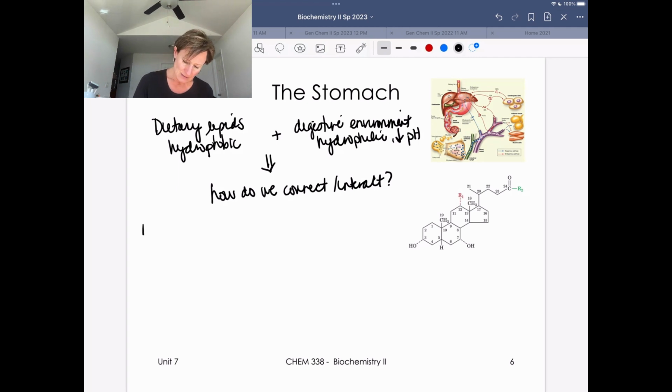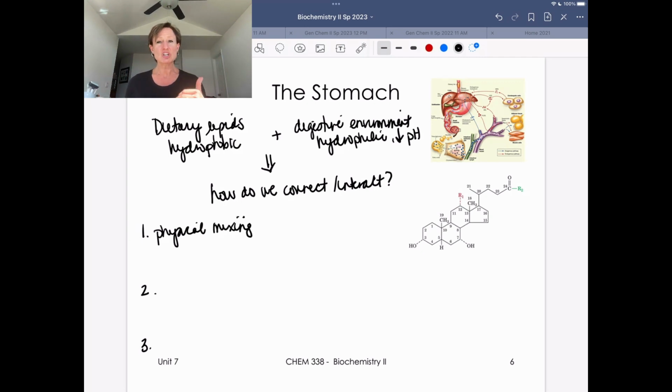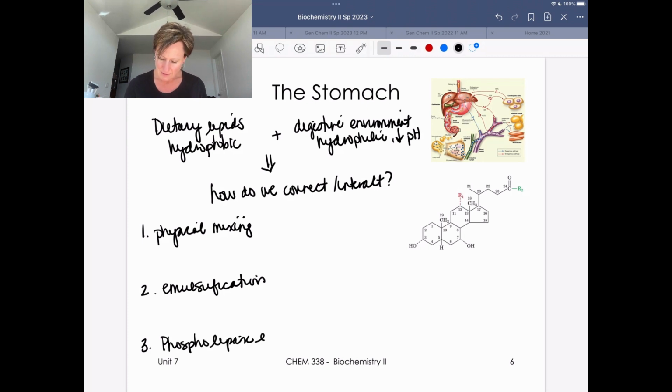Okay, and I'm going to have a 3-part story here. So I'll tell you what those 3 parts are, and then we'll go to each one in a little bit of detail. The first thing is we can have physical mixing, and that's going to aid in the connection and interaction of these two hydrophobic and hydrophilic situations, so physical mixing. Then we can think about emulsification. And lastly, we can think about the need for enzyme chemistry. So this is going to be phospholipase enzymes.